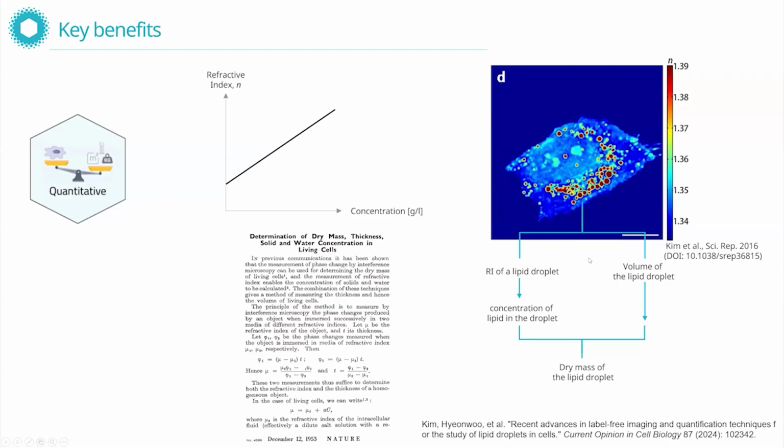And again, this is a volumetric imaging system. So you can quantify the volume corresponding to the specific lipid droplet in units of femtoliters. And now you have concentration and volume. And if you multiply those two quantities, you can calculate the dry mass of a lipid droplet or other subcellular organelles without distorting the cell, without introducing exogenous labeling agent. This is highly quantitative because of this linearity between the refractive index and concentration.